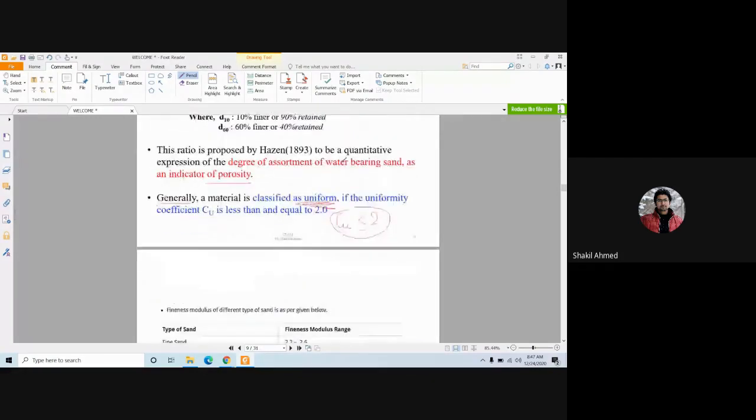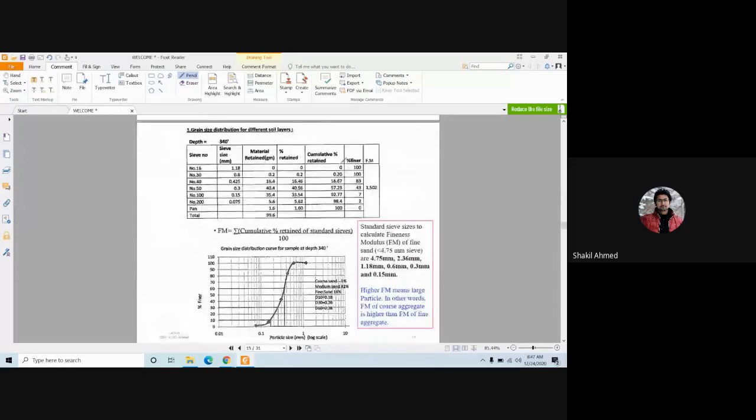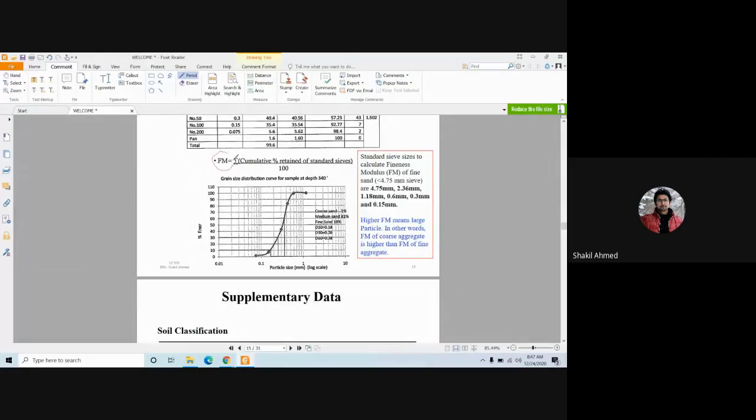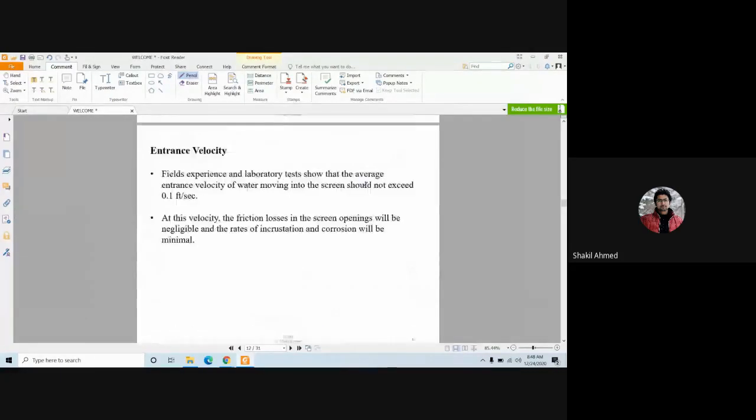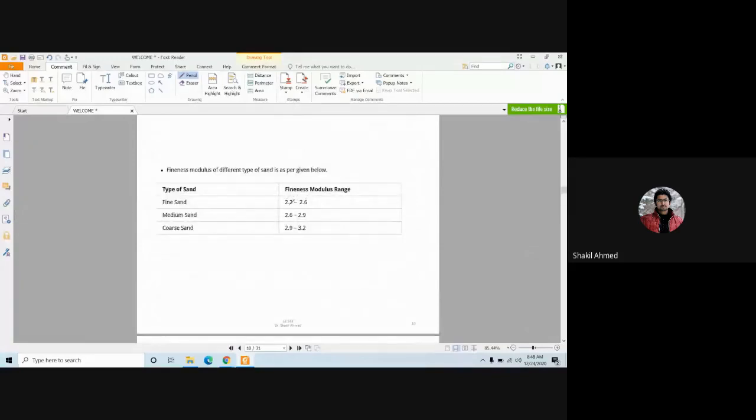And we also discussed how to determine the fineness modulus, FM. If your FM is between 2.2 to 2.6, then it's fine sand. If it's 2.6 to 2.9, then it's medium sand. And if it's 2.9 to 3.2, then it's coarse sand. That means with increasing fineness modulus, the size of the sand particle increases from fine to coarse. Are you following me, guys? Yes, sir.